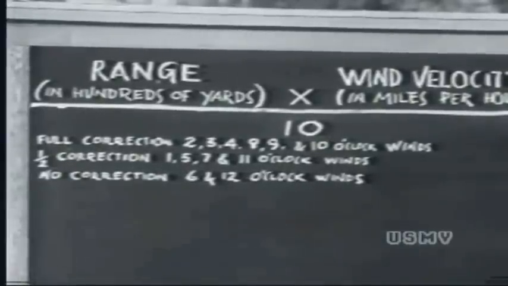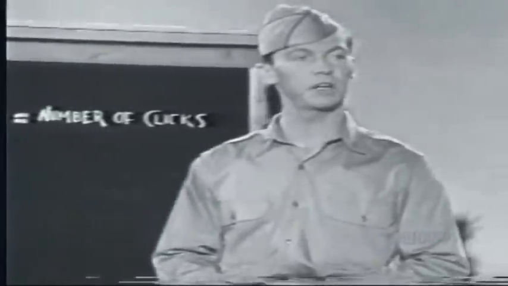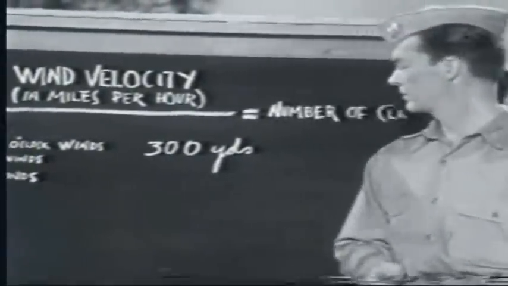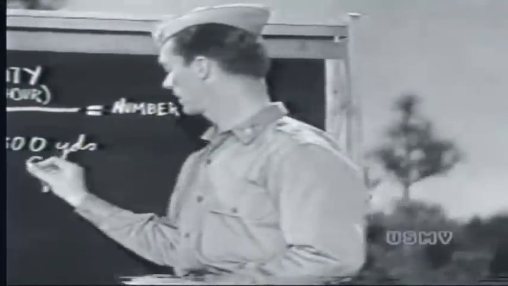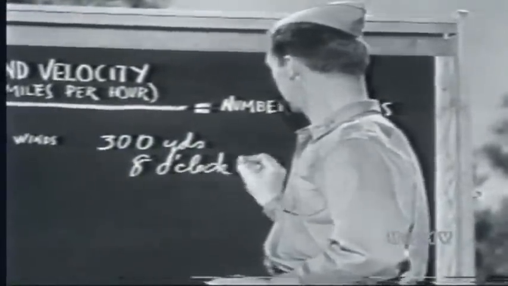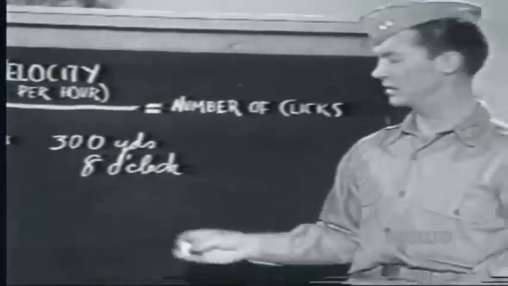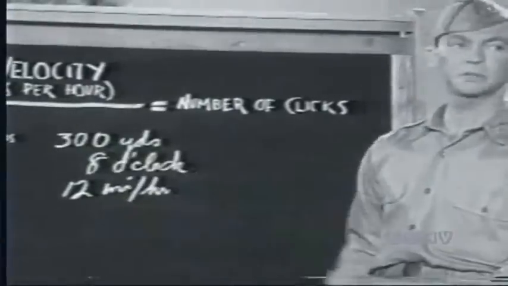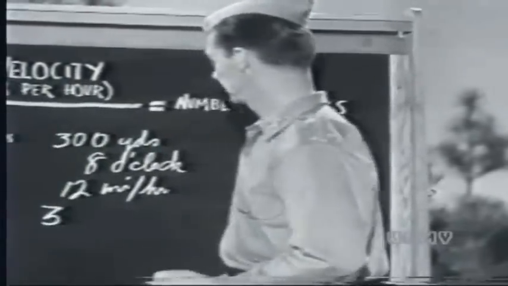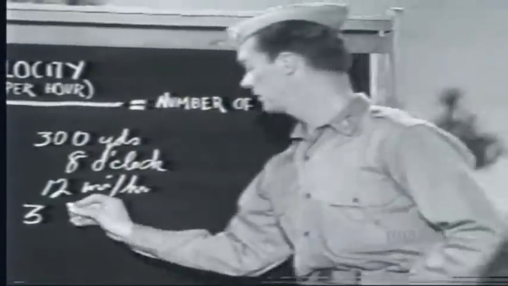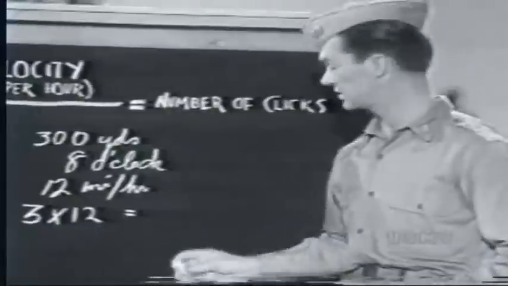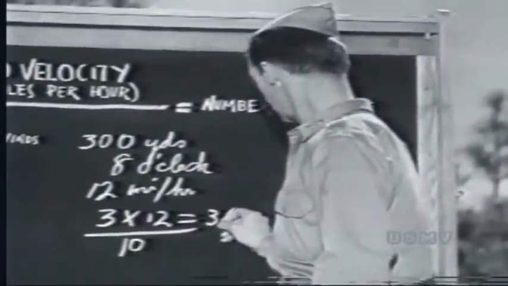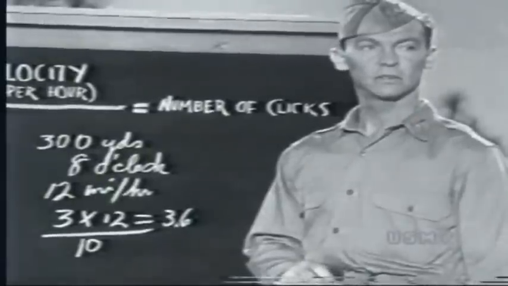And there it is. Now I'll do one more problem for you. Your range is 300 yards. Your wind is coming from 8 o'clock. And you estimate its speed to be 12 miles an hour. That's 3 to begin with. Times 12 equals 36. Divided by 10, 3 6/10.